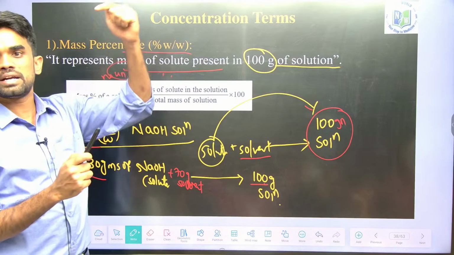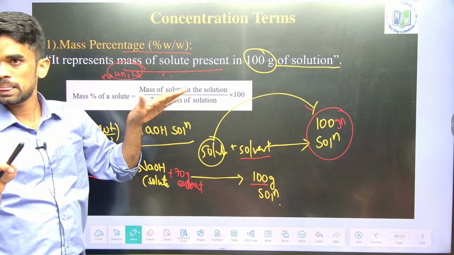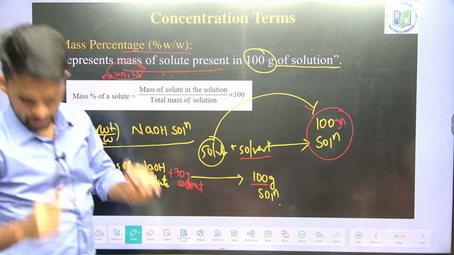If both numerator and denominator are the same, there are no units. Okay, is this clear up to here? Next.